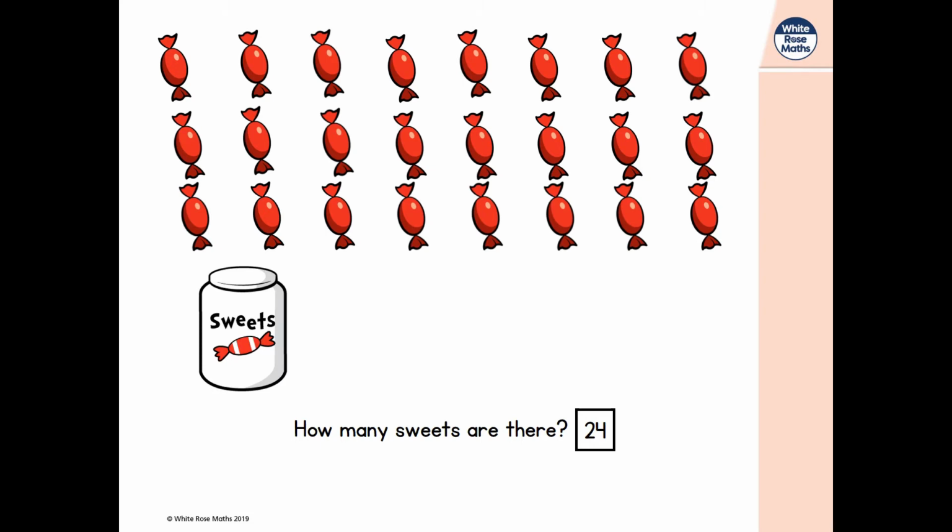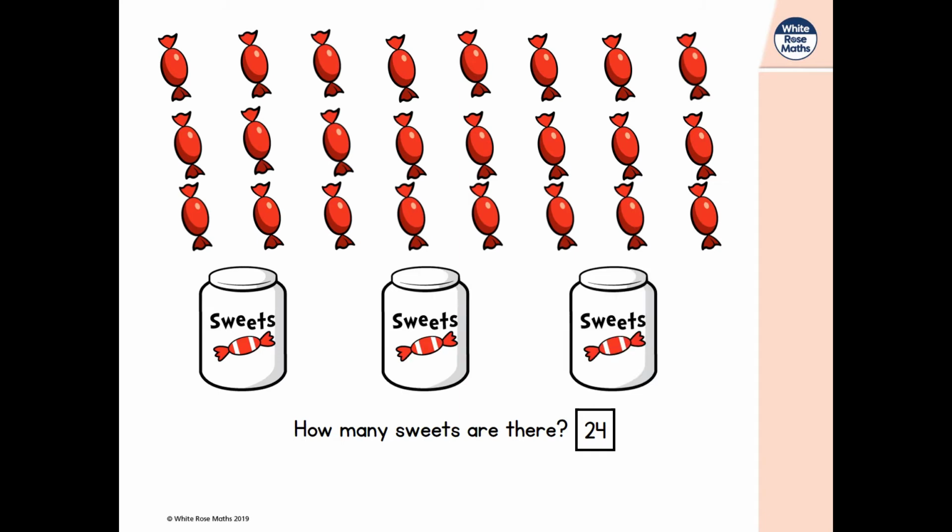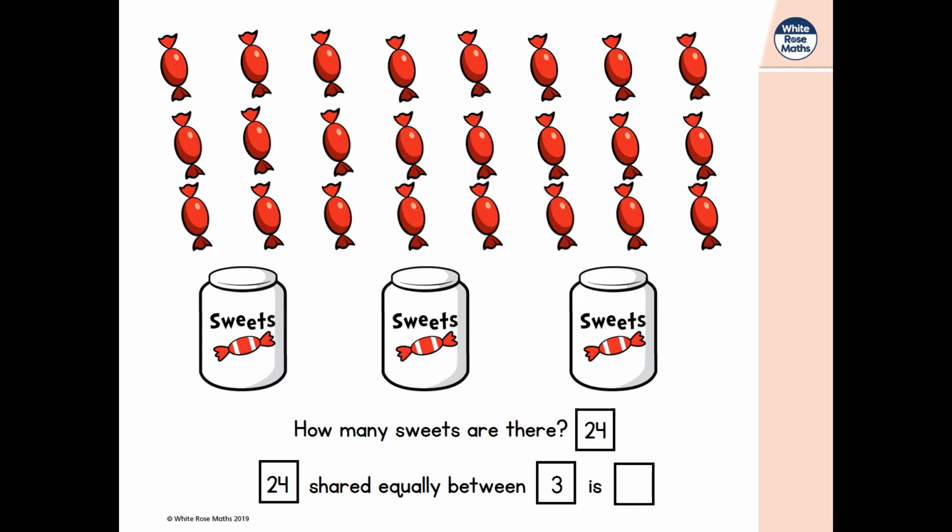Now, hey, there's a jar, an empty jar of sweets, and another, and another. 3 empty jars. Oh, they want us to share those 24 sweets between the 3 sweet jars. So, we counted 24. So 24 shared equally between the 3 jars is, oh, how can we do that?